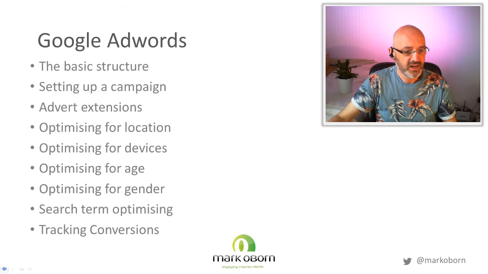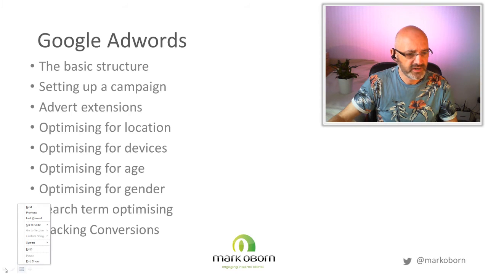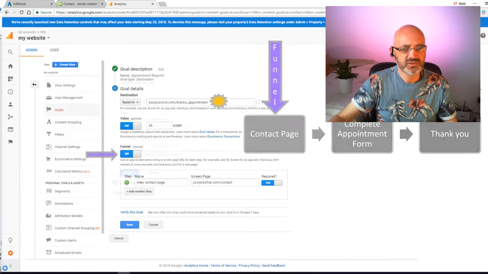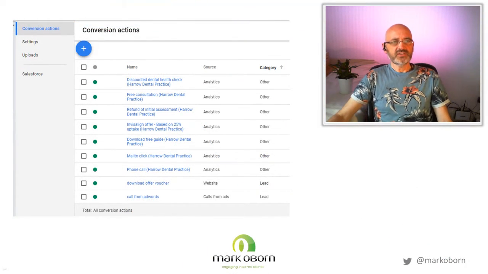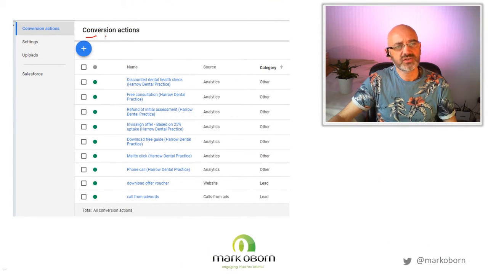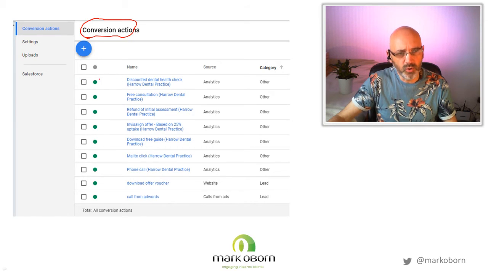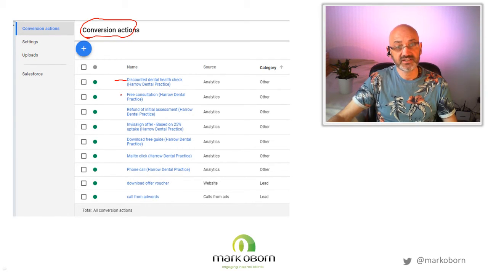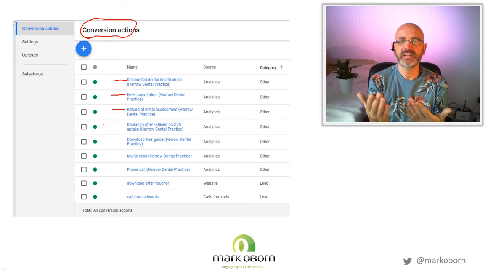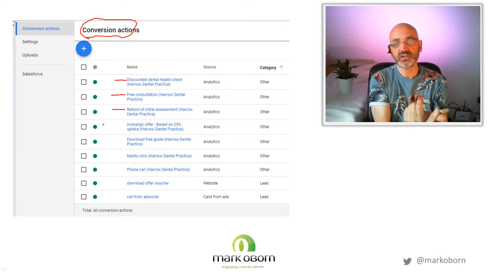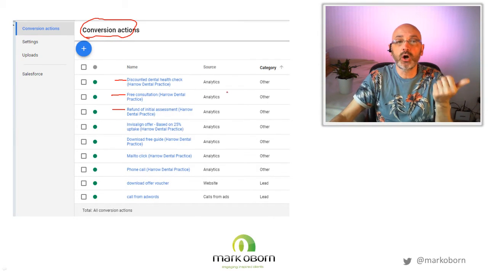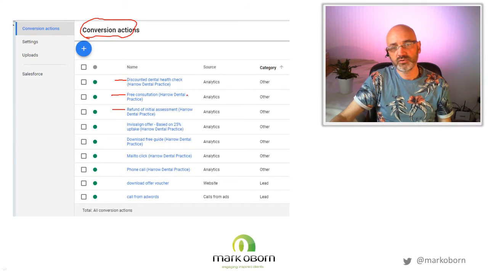Now, if I just go back a few slides, you will see on my screen what I had here. So these are our conversions that we've set up in Google AdWords, and we've imported them from Google Analytics: the discounted dental health check, the free consult, the refund of initial assessment. And what Google AdWords will then do is it will say, we showed an advert to this person. This was the search term that they typed, and this is what they did. This is the goal that they went through to do. They went through to the free consultation.